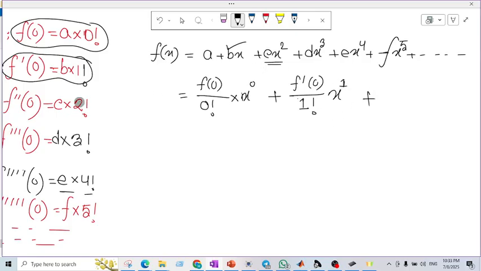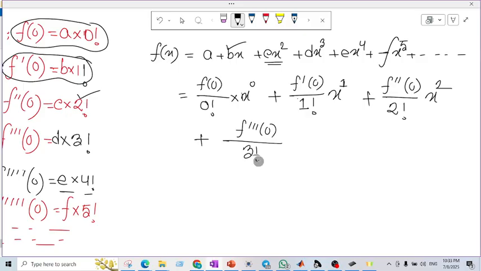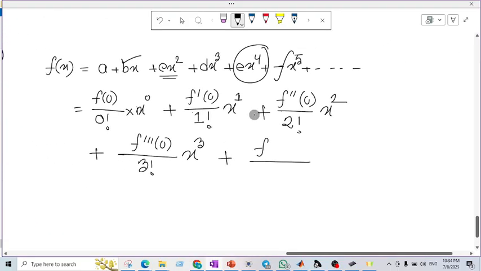Then what is the value of c? c is equal to f double prime. As you have written double prime here, at the denominator you have to write 2 factorial, then x square, then f triple prime. So triple prime, that's why 3 factorial, and here x cube. Then if you want to find this, so what is e? Okay, let's not focus here. You have understood the pattern.